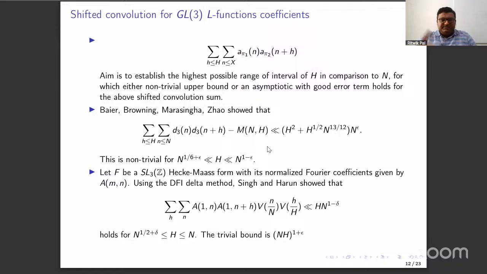When one replaces d3(n) with the Fourier coefficients of SL2(Z) holomorphic cusp forms, it was first considered by Singh and Harun, and they were able to show a non-trivial cancellation for h greater than n to the power half plus epsilon. Half plus delta or half plus epsilon, whatever we can say. One may note that the trivial bound for this shifted convolution sum is n h to the power 1 plus epsilon. For the trivial bound, one can first apply Cauchy and then apply the Rankin-Selberg estimate.